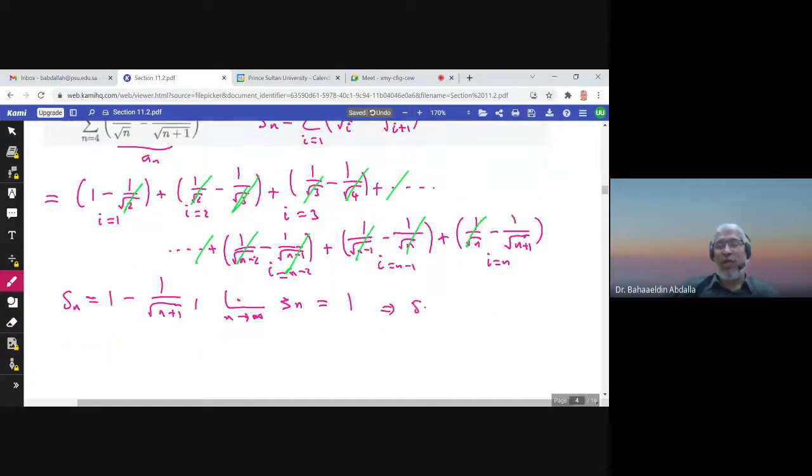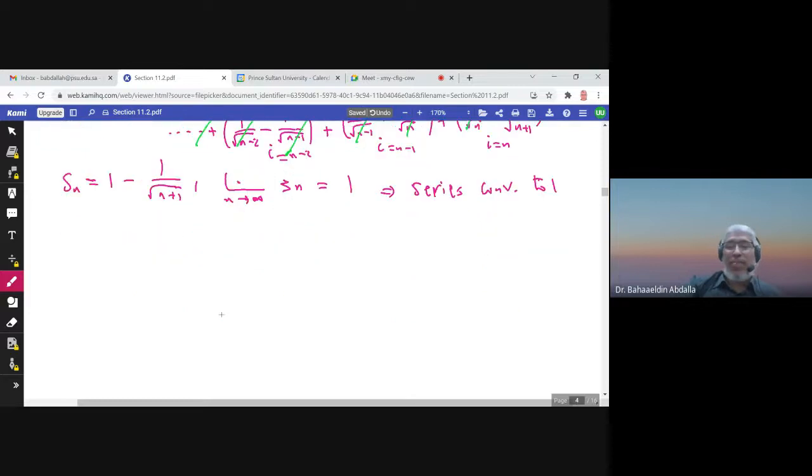Okay, I can say the series converges to 1, or I can write the sum as usual.